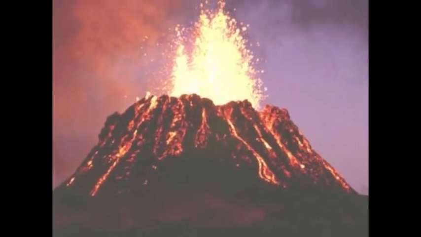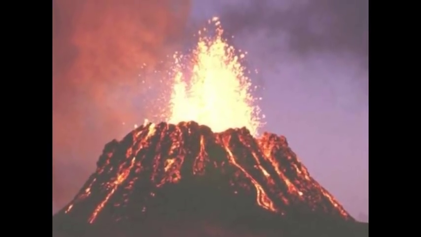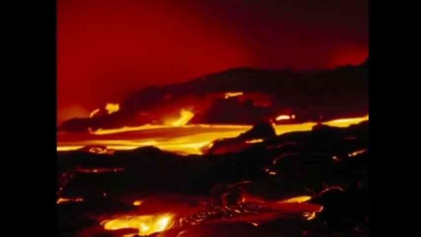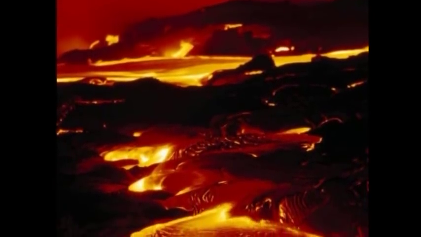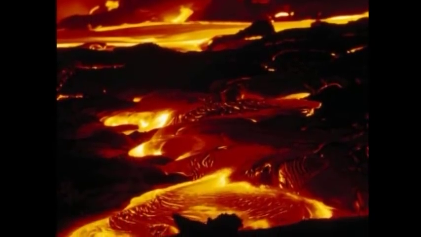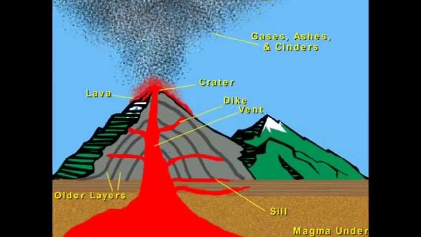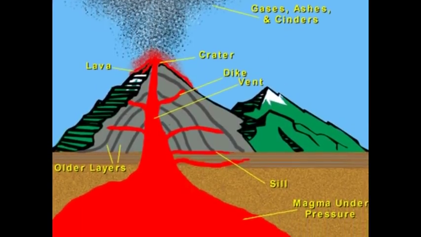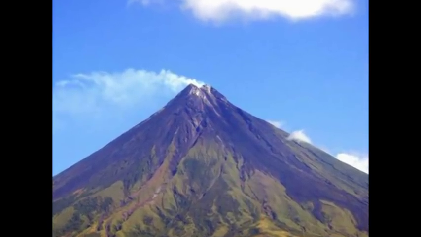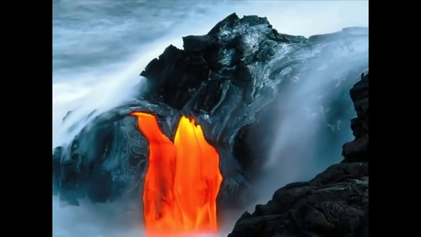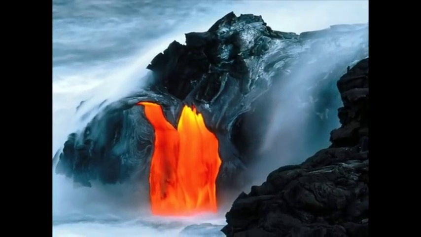Volcanoes show the energy that is inside the earth. Melted rock coming out of a volcano is called lava. But molten rock that stays under the ground is called magma. Volcanoes continue to change the shape of the earth. In places like Hawaii, volcanoes continue to build new land.